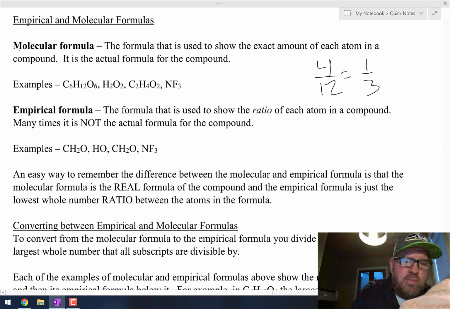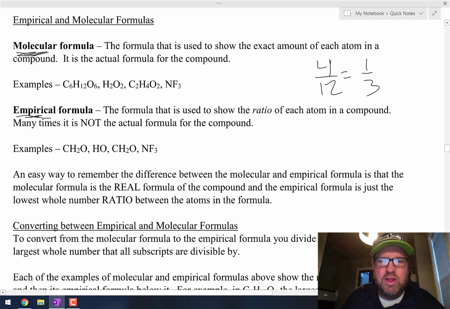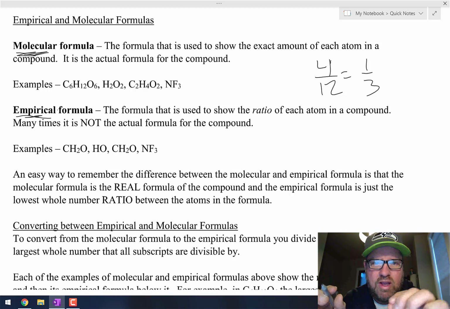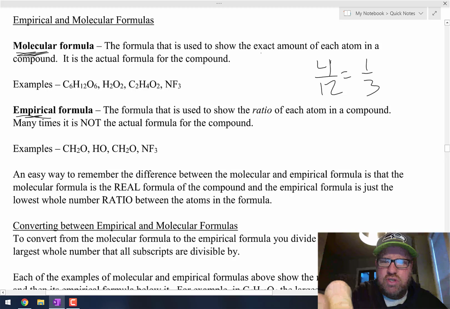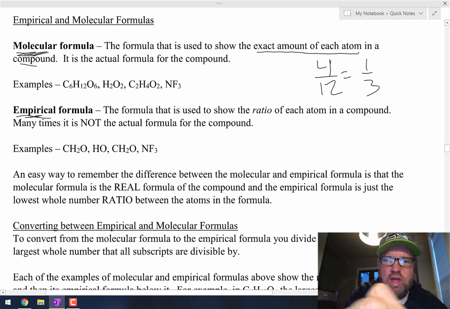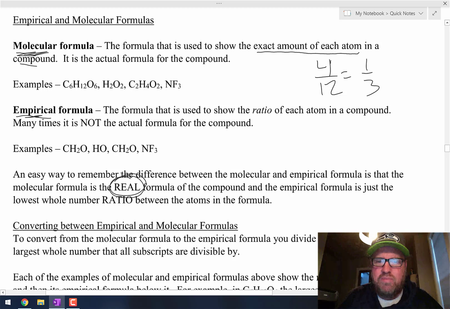There's what's called the molecular formula, and there's what's called the empirical formula. Okay, the molecular formula is the real formula. Okay, it's used to show the exact amount of each atom in the compound. Okay, and again, a lot of times I use this word right here. It's the real formula.